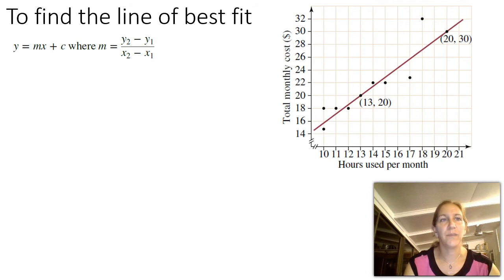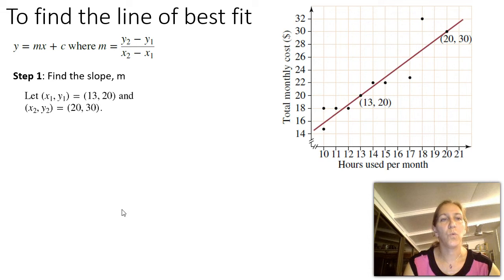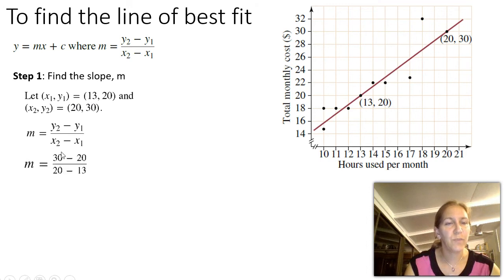For an example, if we want to find the equation of the line, our first step is to find the slope. We'll let x1, y1 be this first point, and x2, y2 be this second point. So your value of x1 is 13, y1 is 20, x2 is 20 and y2 is 30. Plugging into the gradient equation, y2 is 30, y1 is 20, x2 is 20, and x1 is 13. We end up with 10 over 7.